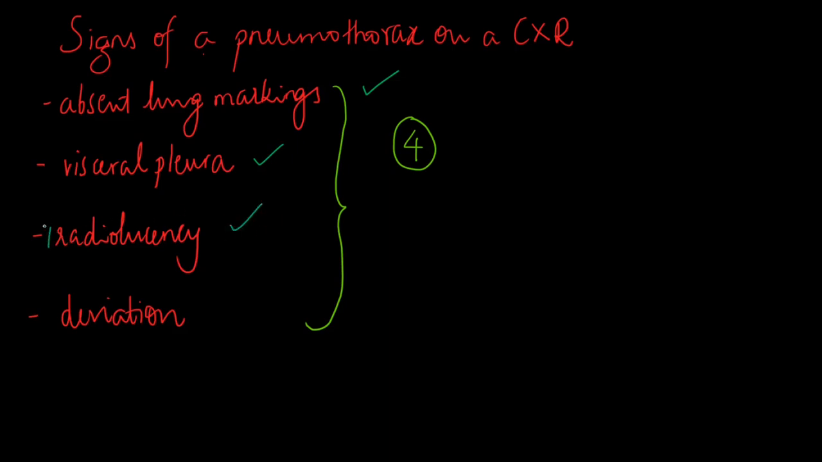This basically means that the side of the pneumothorax is going to appear a lot darker. The X-ray is going to penetrate more easily. And lastly, you may or may not see deviation of mediastinal structures based on the severity of the pneumothorax. So let's have a look at some X-rays.